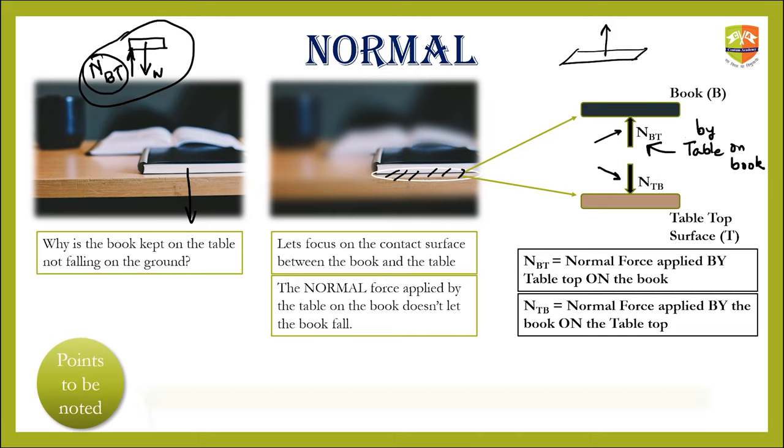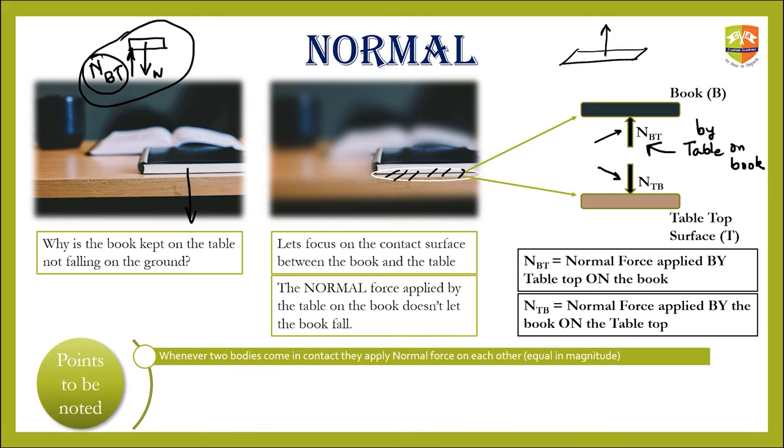So what are the points to be noted? Please remember these. Whenever two bodies come in contact, they apply normal force on each other, right? So if there are two hands which are coming in contact, a book on the table, a cycle on the road, a car on the road, or a plate on the dining table, whatever. So whenever there will be any contact, it need not be a vertical contact, it can be a horizontal contact.